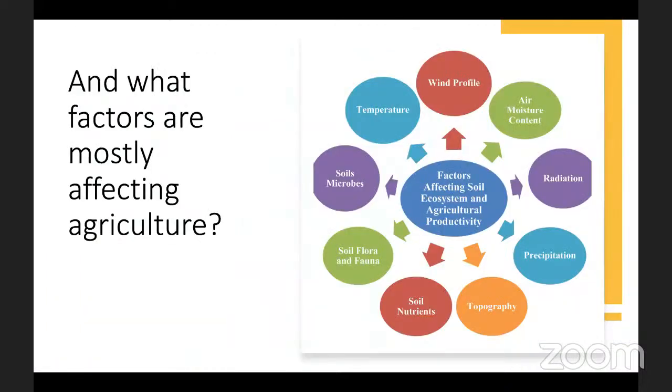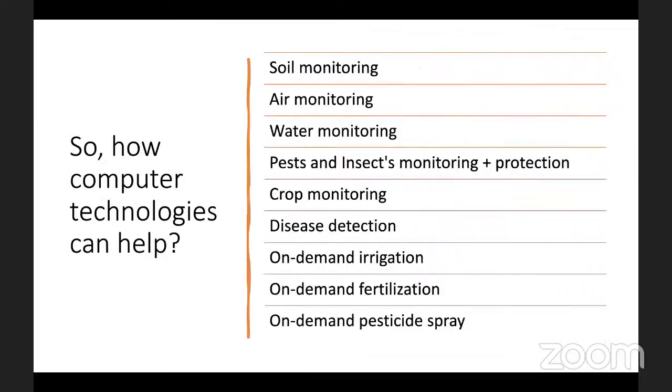Now, we need to check what factors are mostly affecting agriculture. We have a lot of factors: the temperature profile, the wind profile, the air moisture content, UV radiation, precipitation, topography, soil nutrients, the transpiration of the plant, and the soil conditions, plenty of them. So we need to think about how computer technologies can help with all those factors.